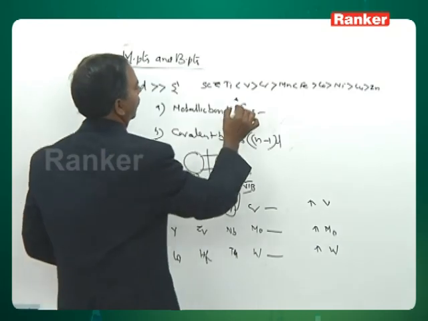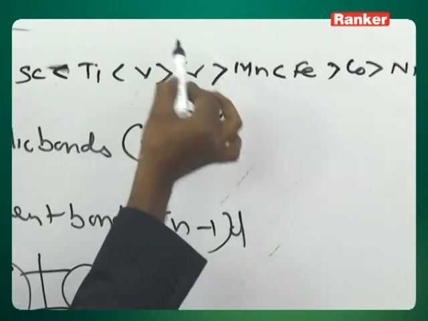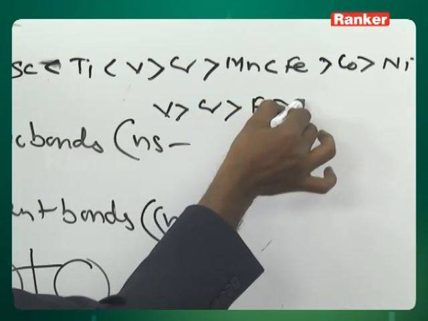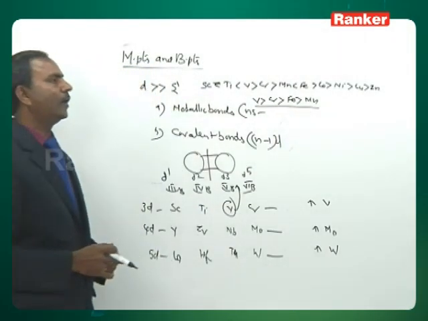But you have to remember only four, which are very important. Vanadium is greater than chromium. Chromium is greater than iron. Iron is greater than manganese. For these four elements, remember the order of melting points.